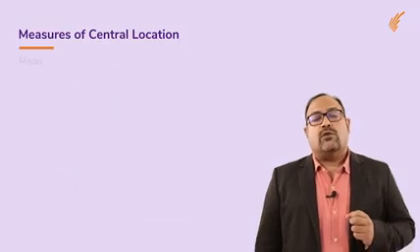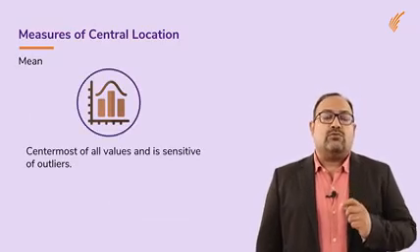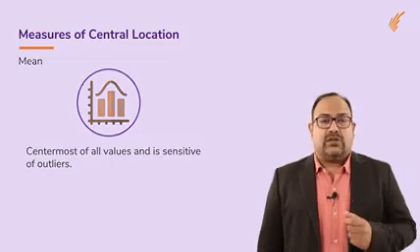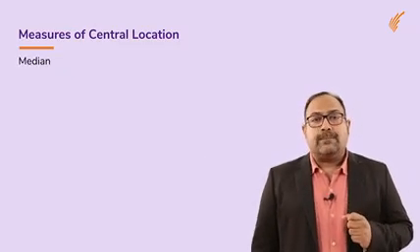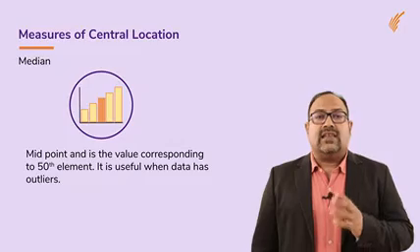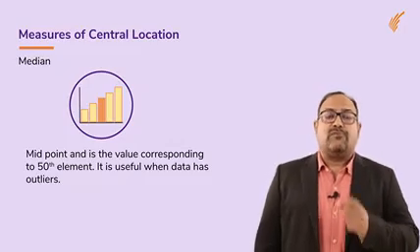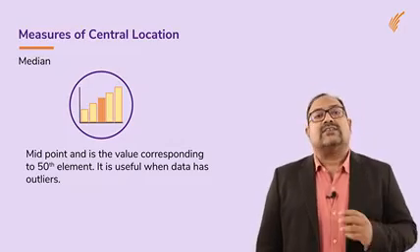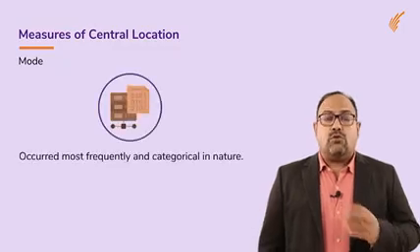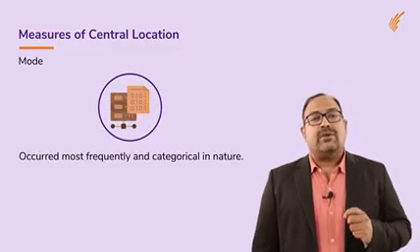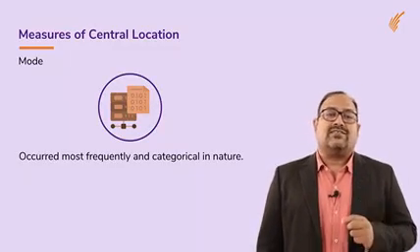and mode. Now, when we look at mean, this is essentially the value which is the average of all the data points. When it comes to median, this is the 50th element and the value corresponding to the 50th element in the data set. And when it comes to mode, this is the data having maximum repetition or maximum frequency. Let us dig deeper into the different formulas for the measures of central tendency or central location.